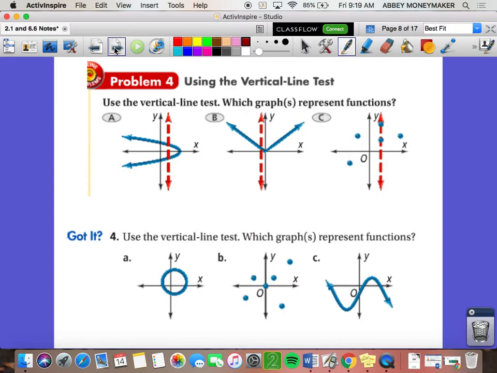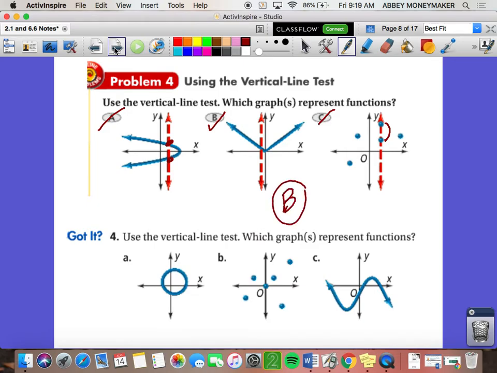On problem number 4, it says use the vertical line test. Which graph represents a function? Well, on A, it hits in 2 places, so that's not a function. On B, does the vertical line test pass this equation? Yep, it sure does. And then on C, it's hitting in 2 places here, so that's not it. Our only answer here is B.